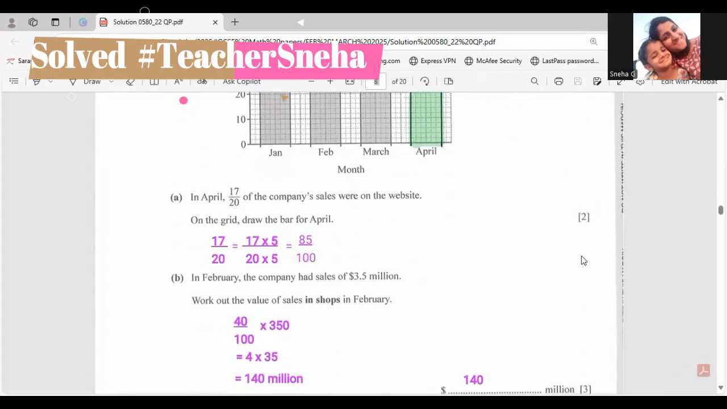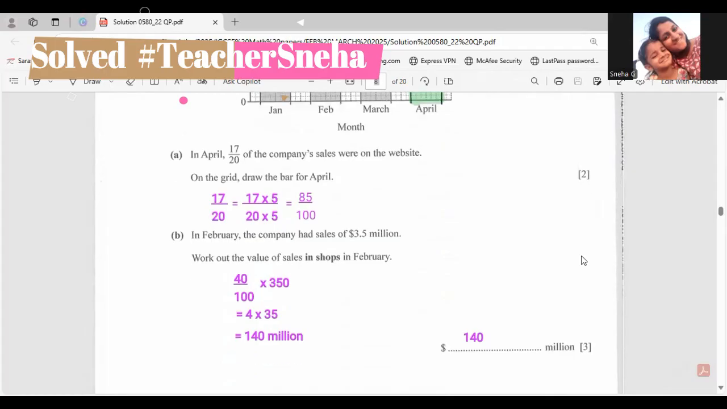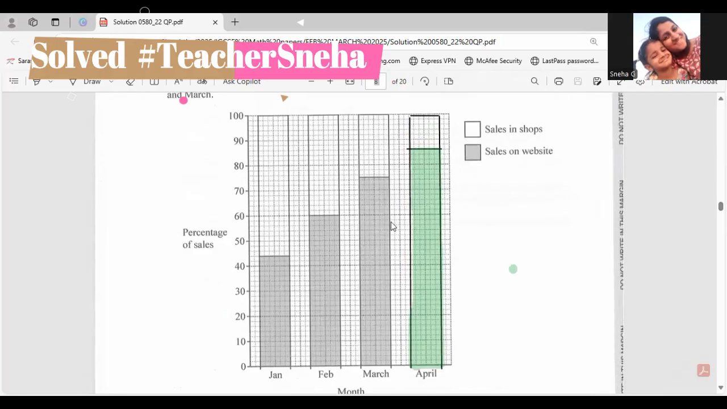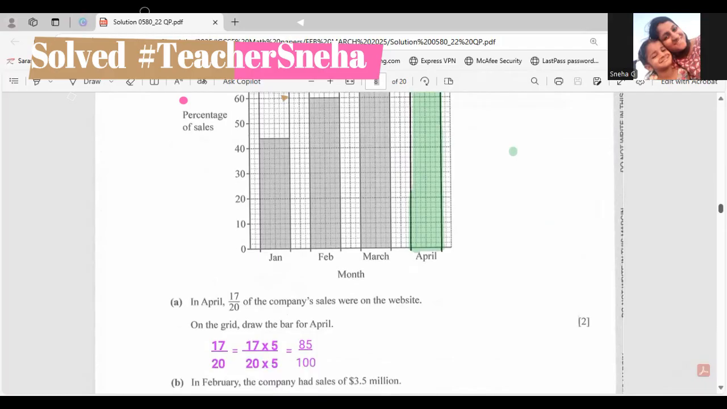Moving further to the next question. In February, the company had sales of $3.5 million. Work out the value of sales in shop in February. From the graph, the number that we obtain for the website is 60. So obviously the remaining number is the sales in the shop, which is 40. So 40% of the sales happened in the shop.